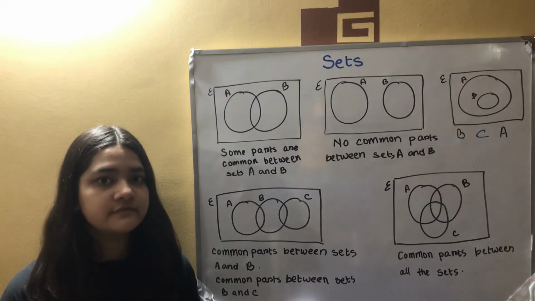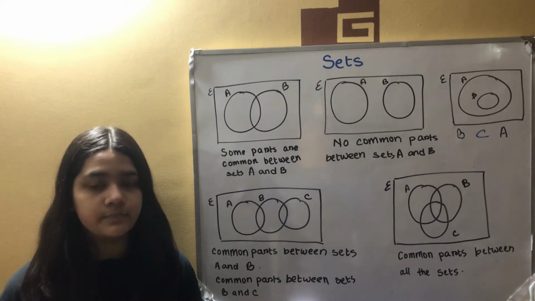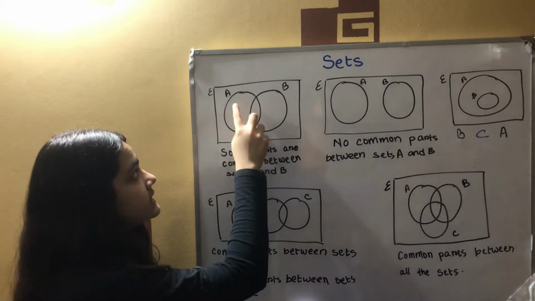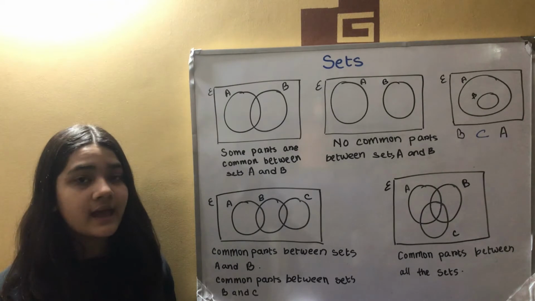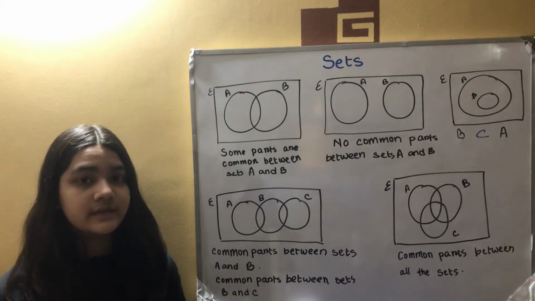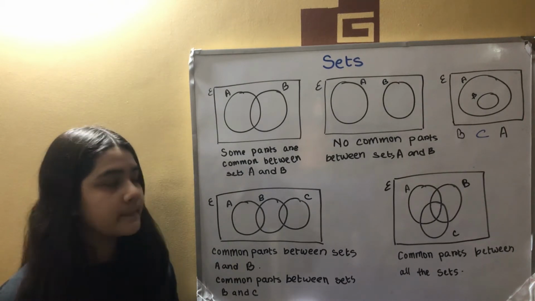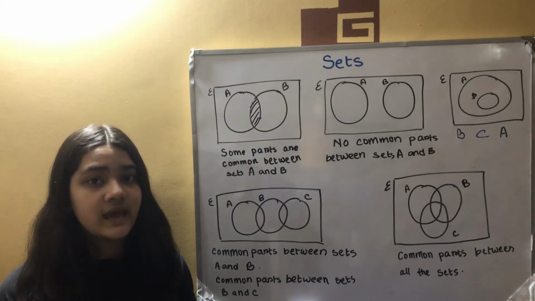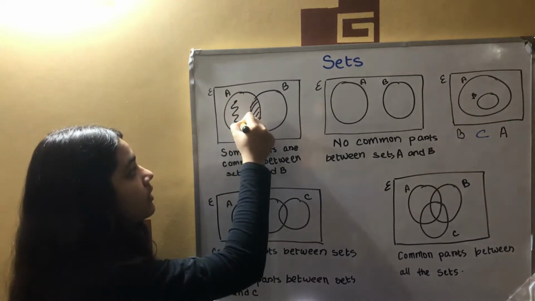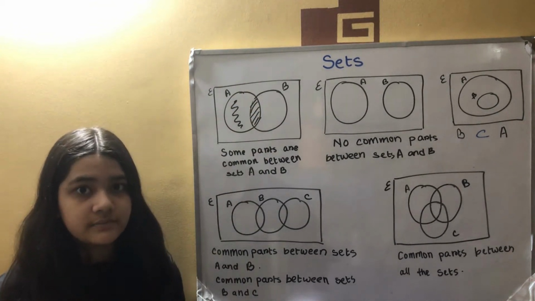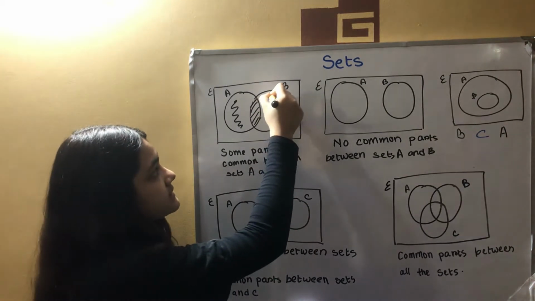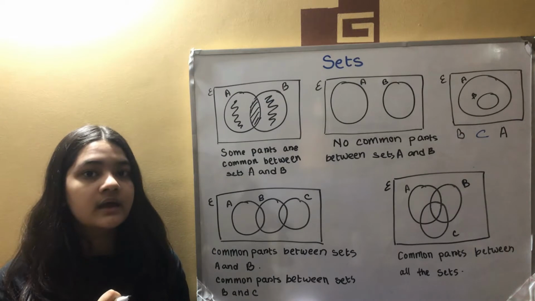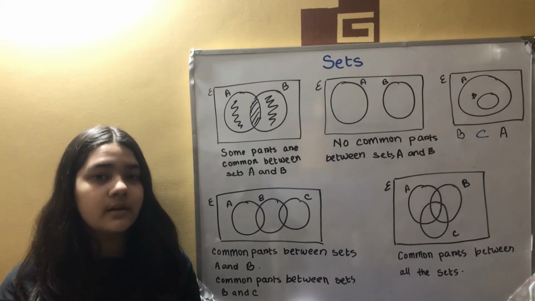Here we have 5 different types of Venn diagrams representing sets. The first one, we have 2 sets A and B. And set A and set B have some common parts between them, which is this region. Here, set A has some part which is not common in B, and set B has some parts which are not common in A, and together they have a part which is common between them.